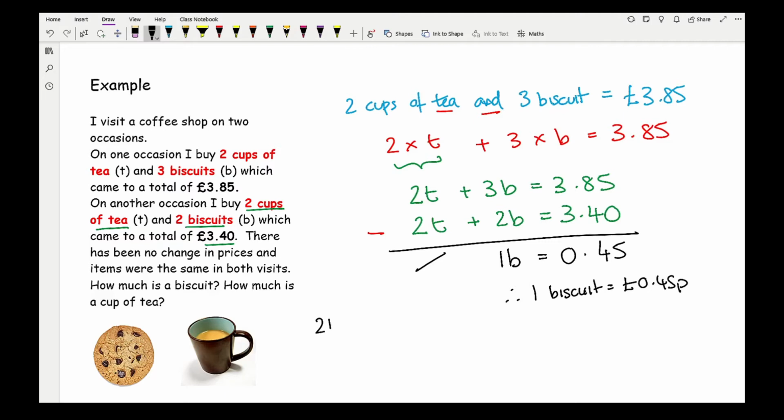So then if I take one of the orders, let's take the first order, I know that 2 cups of tea plus 3 biscuits comes up to £3.85. Now that I know that 1 biscuit costs 45 pence, 3b is going to be 3 times 0.45, which is going to be £1.35.